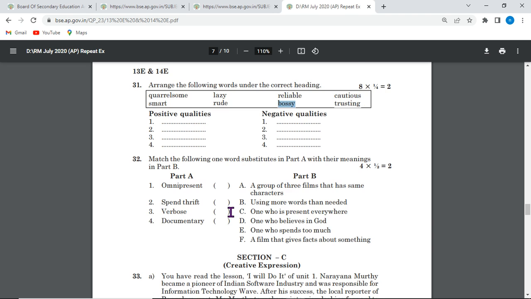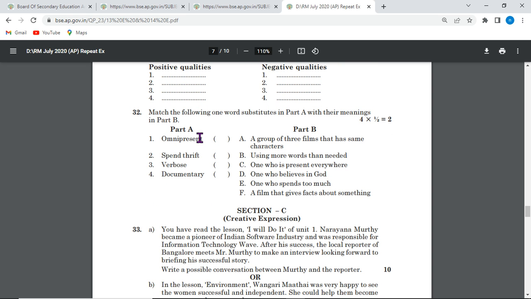So now one word substitutions. Omnipresent, one who is present everywhere. Spendthrift, one who spends too much. Verbose, using more words than needed. Documentary, a film that gives facts about something. So documentary has very realistic pieces of news items in it, that we call a documentary. In this way let us analyse Section A and Section B.